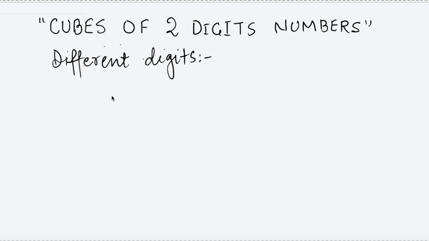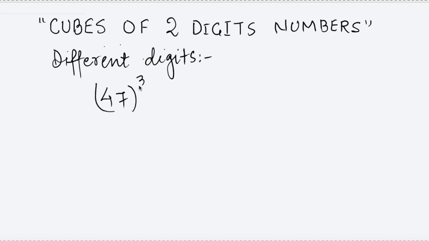Let me take one more number and find out the cube so that you can master this technique, because finding cubes of numbers which have different digits is a little bit complex. So I'm taking one more number to show you how I'm finding it out so that you can master this technique. So let me take a number. Suppose I take a number 47.